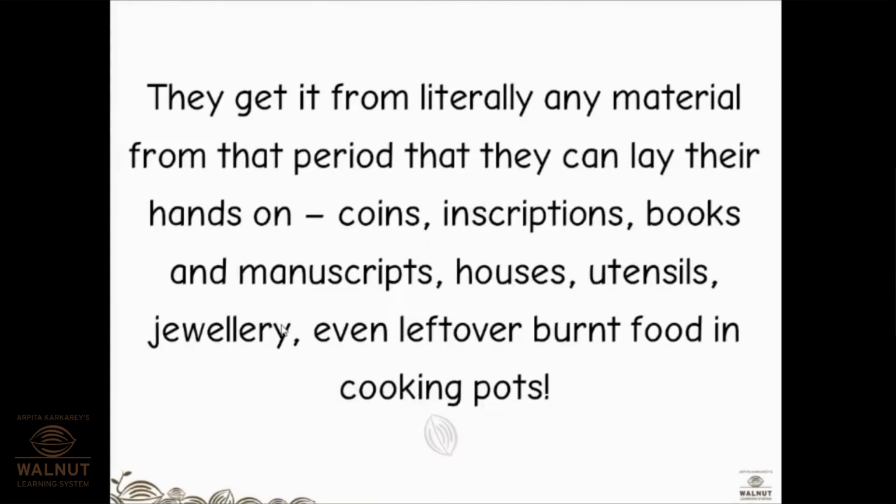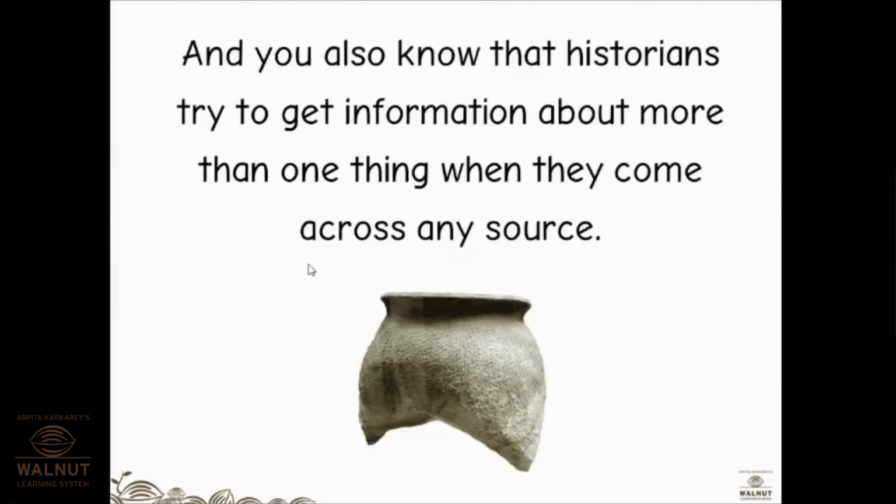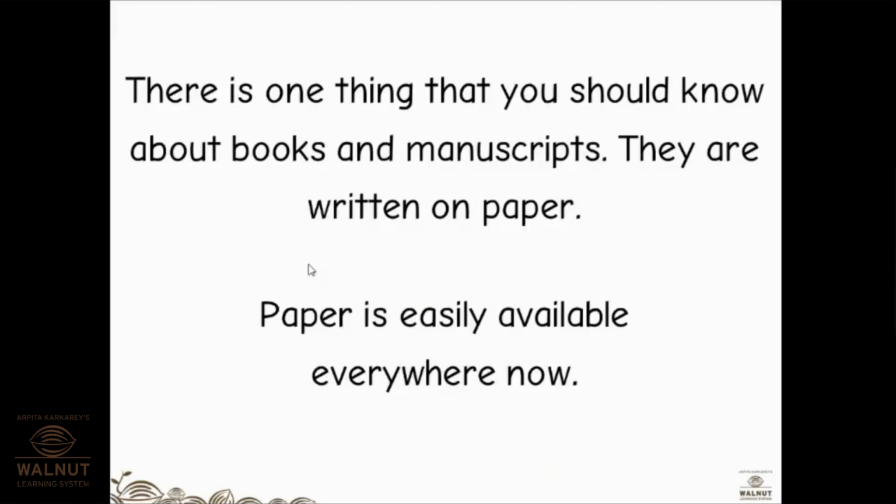They get information from literally any material from that period that they can lay their hands on: coins, inscriptions, books and manuscripts, houses, utensils, jewelry, even left or burned food in cooking pots. What do you think, do they get information from any other material also? We have learned this in 6th standard also. And you also know that historians try to get information about more than one thing when they come across any source. There is one thing that you should know about books and manuscripts.